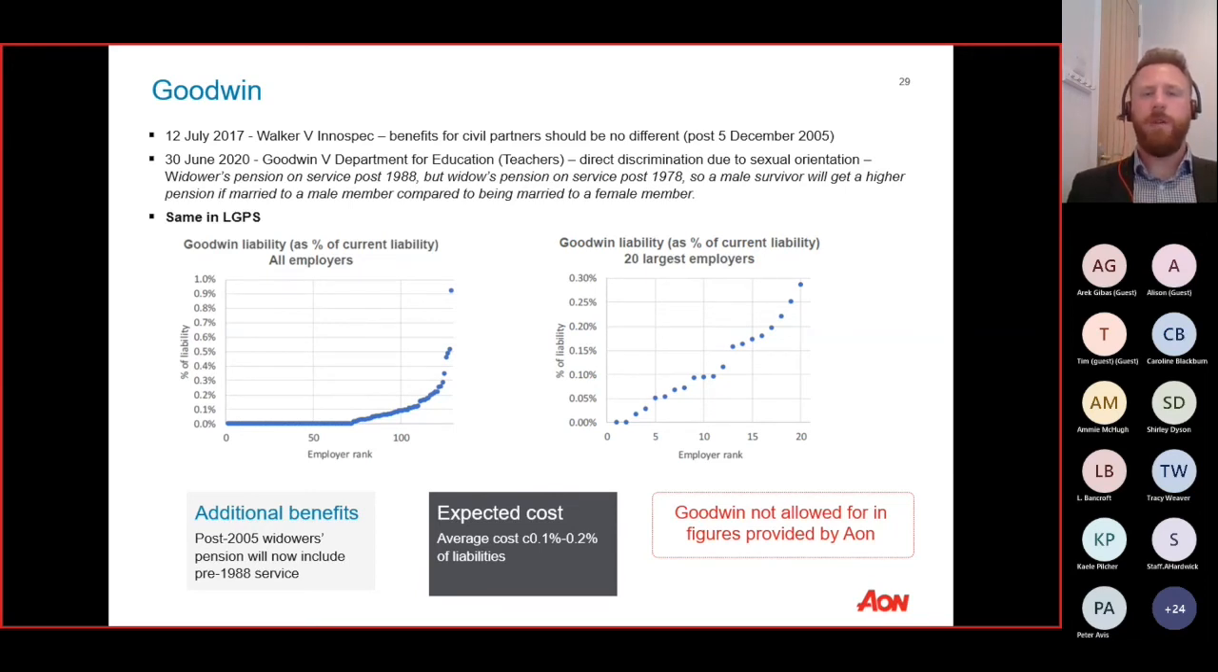So whilst there was an outlier in our calculations, which can be seen on the chart here, I don't know if you can see my mouse, but I'm circling the one outlier in the left-hand chart. That was an outlier, and actually we'd expect for the vast majority of employers the impact to be between 0.1 and 0.2% of liabilities. So given that small liability and the cost of calculating the figure at employer level, including some estimations needed to the data, we've not elected to include a liability for Goodwin in our standard reporting this year. It is something we can do if employers want us to.